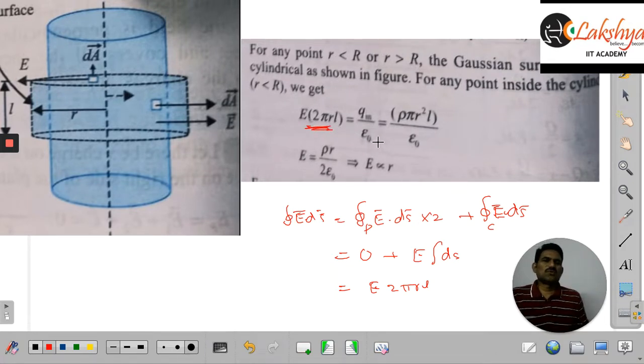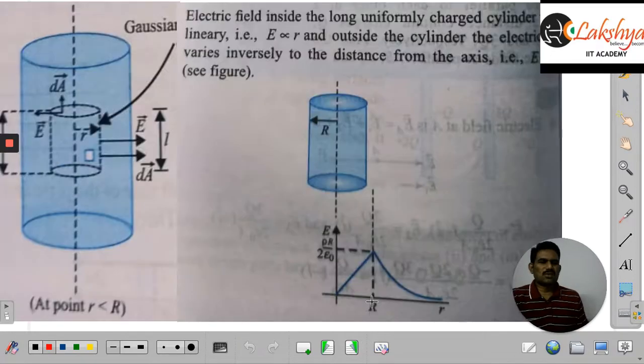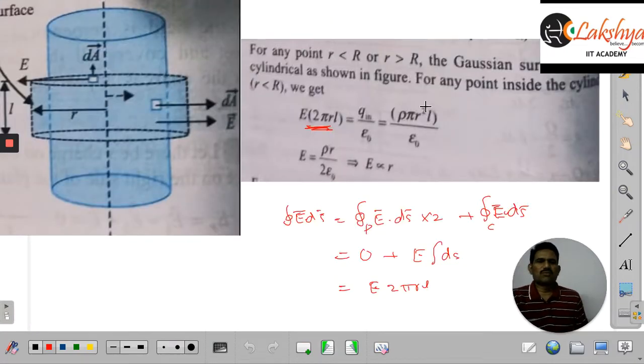So this is equal to Q in by epsilon naught. Now Q in is nothing but the charge enclosed within this, so rho into the volume of the cylinder. The volume of the cylinder is pi r square L, so rho into pi r square L. Then pi and L you can cancel here, and finally you will get the electric field inside, the expression for the electric field inside this cylindrical surface.